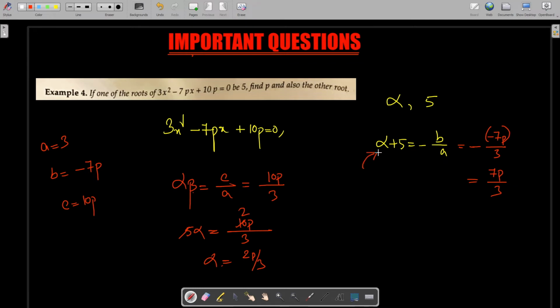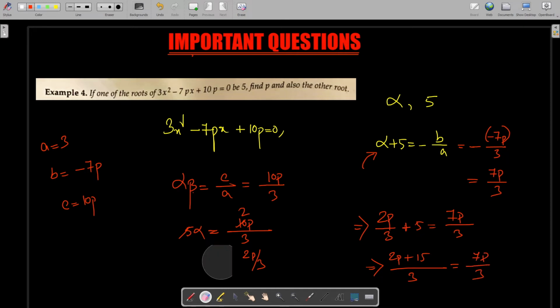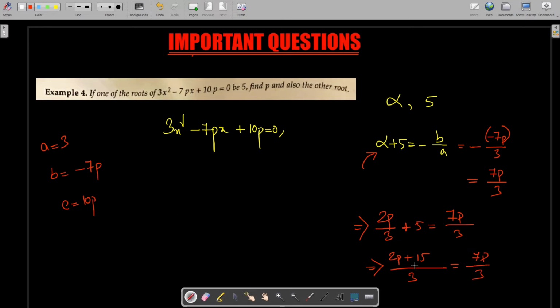Now if we put the value of alpha over here, we will get 2p divided by 3 plus 5 is equals to 7p divided by 3. If we take LCM, we will get 2p plus 15 divided by 3 equals to 7p divided by 3. Right after that, 3 and 3 get cancelled, so we got 2p plus 15 equals to 7p. 2p goes on the other side, so what do we get? We get 5p equals to 15.